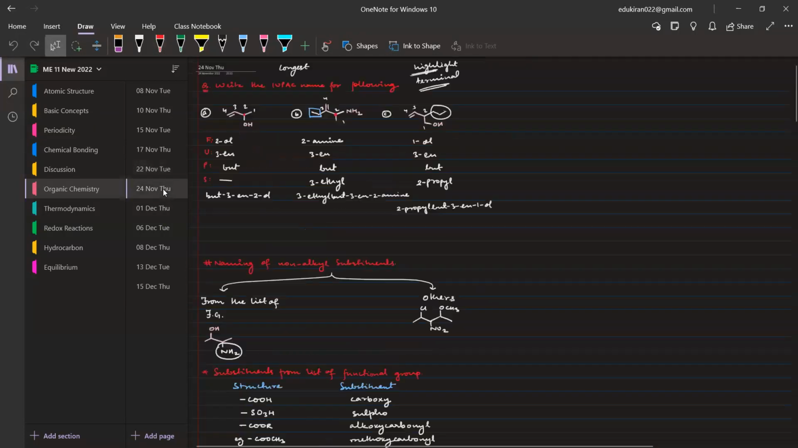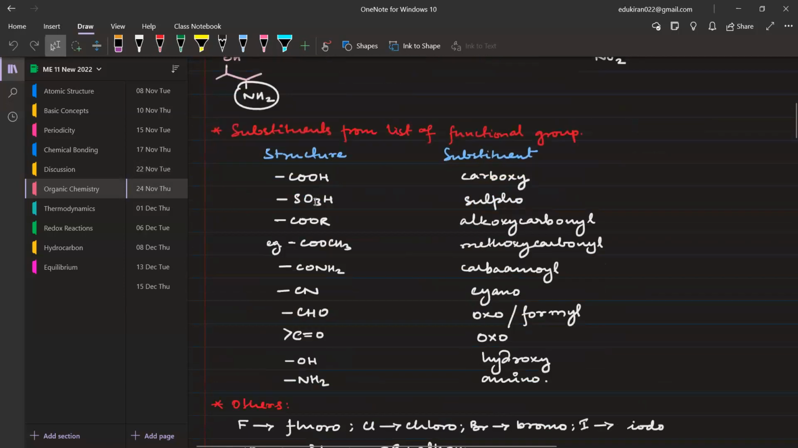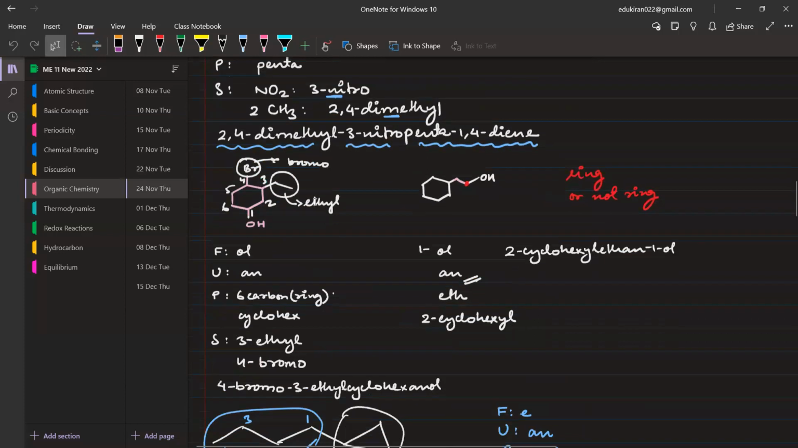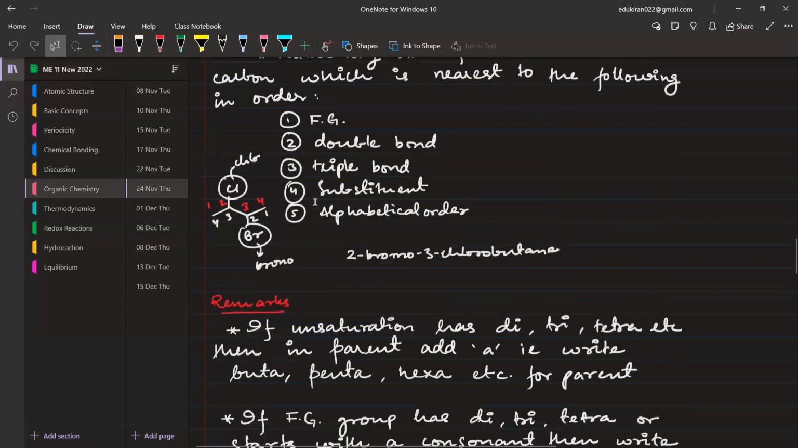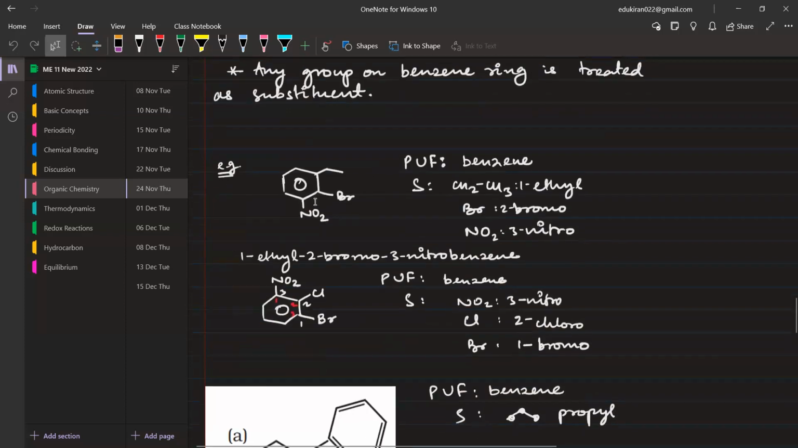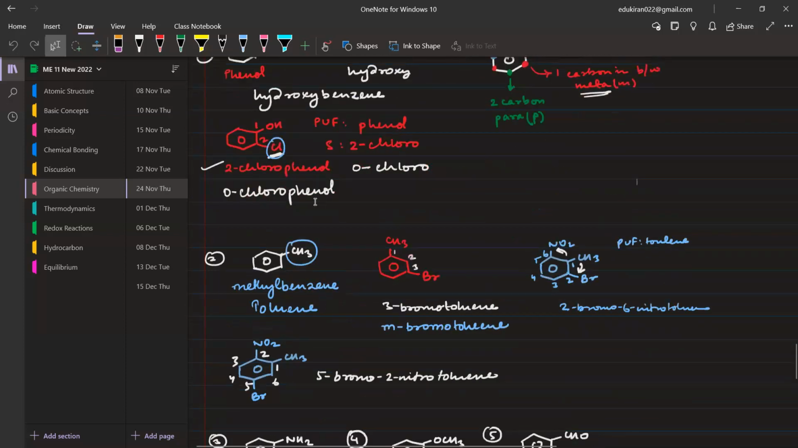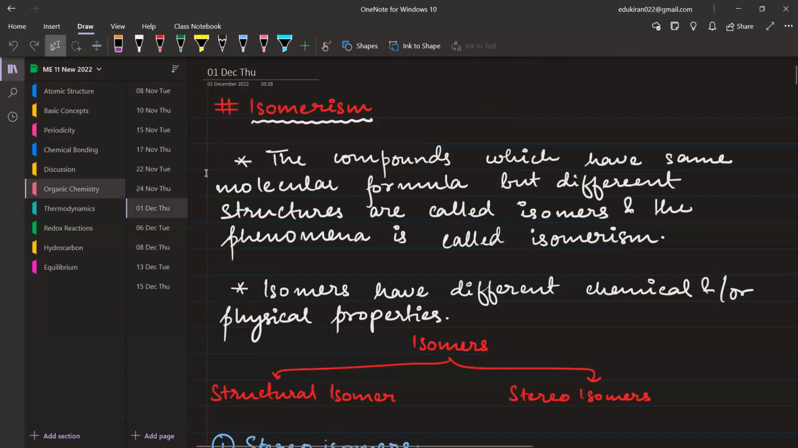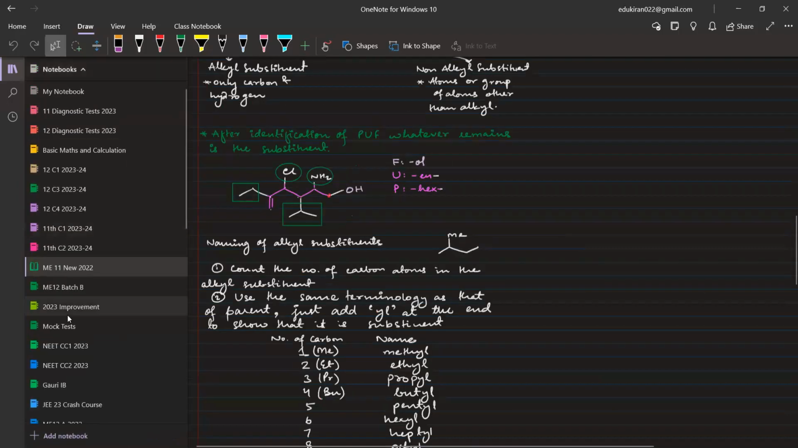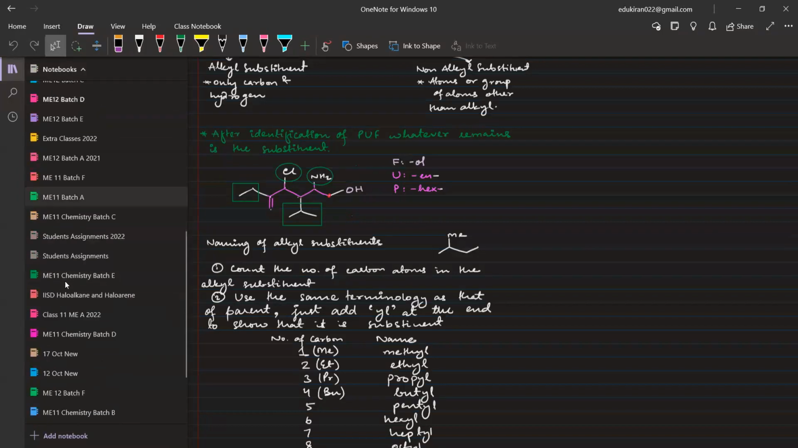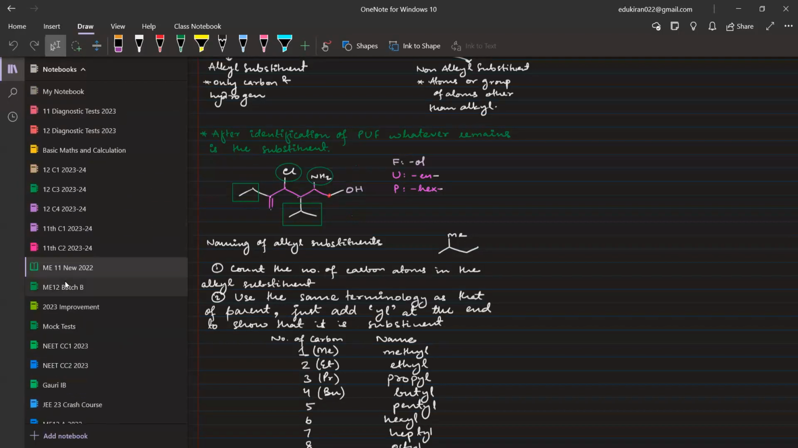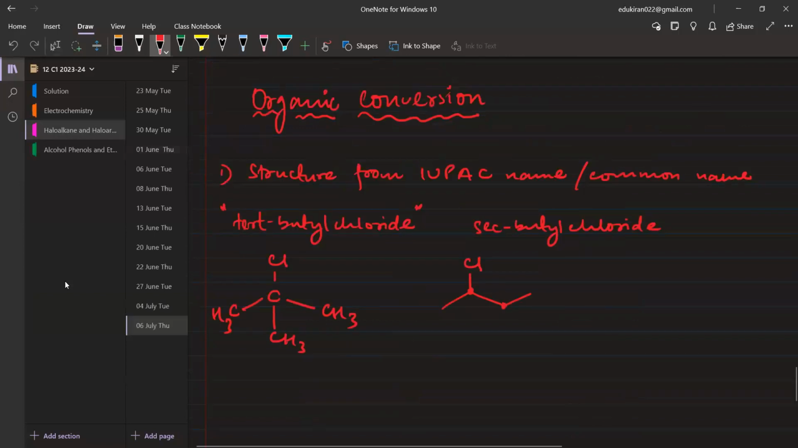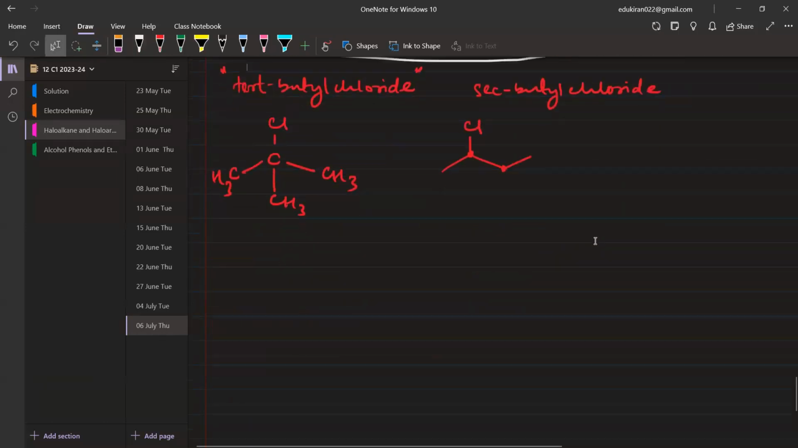Yes, but in 11th standard these things have been taught. For example, what is secondary, what is tertiary, all of these things. So what you should know for organic conversion is at least the structure from the IUPAC name. How to make a structure if you have been given an IUPAC name or a common name.